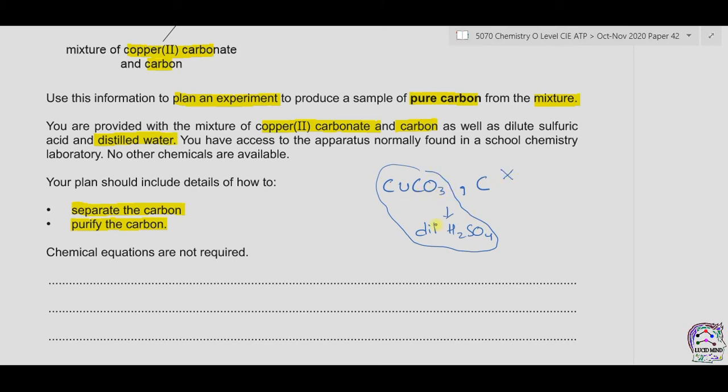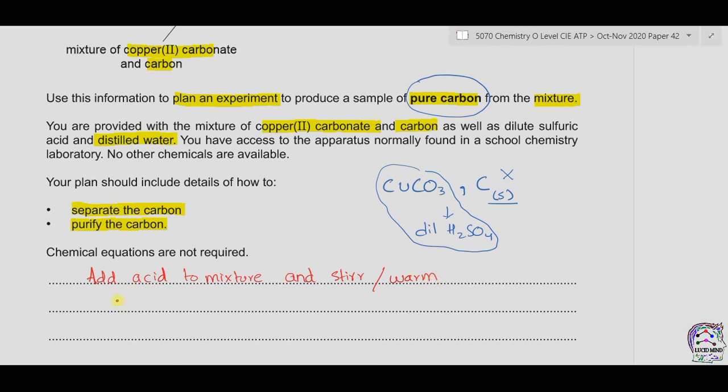So what are we going to do? First we will add dilute sulfuric acid to this mixture and then stir or shake the mixture, or you can also heat until all of the copper carbonate has reacted with dilute sulfuric acid. And we know that when copper carbonate reacts with dilute sulfuric acid, it forms carbon dioxide gas. The carbon is present in insoluble form, so it can be separated by filtration. In the last step, we can wash the carbon and obtain pure carbon from the mixture. So first point will be to add acid to the mixture, and stir, or you can also write shake or warm the mixture.